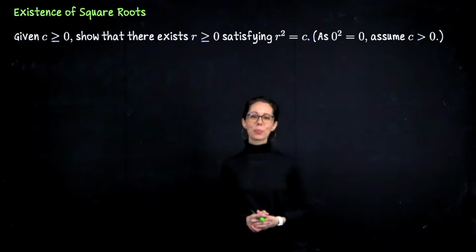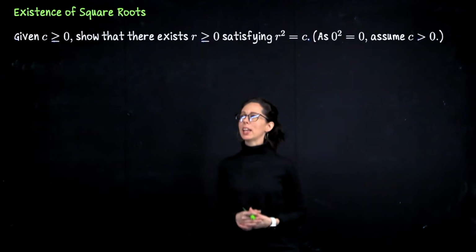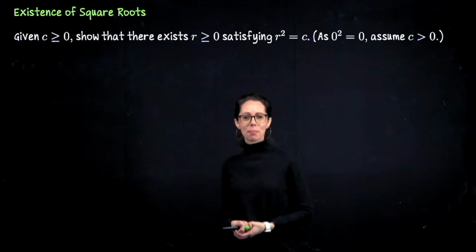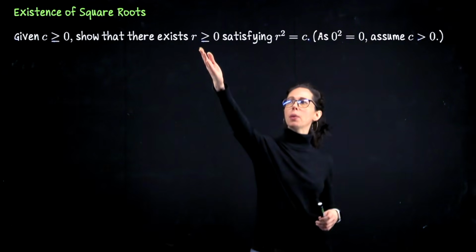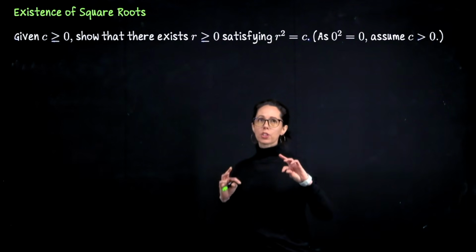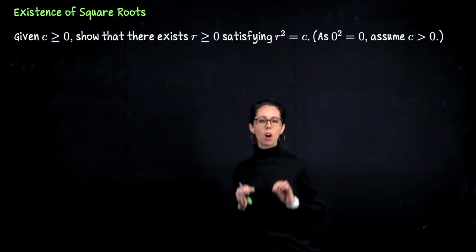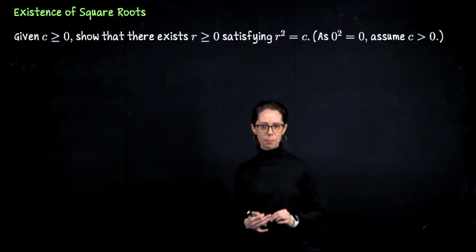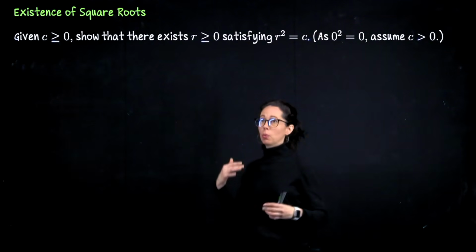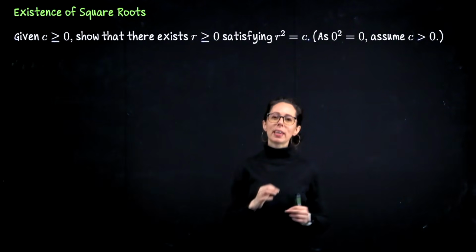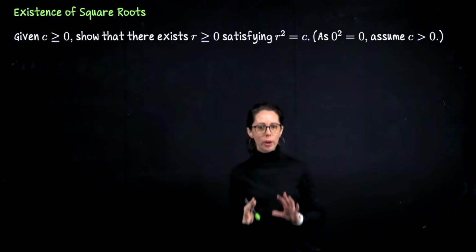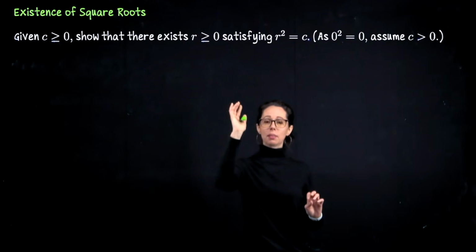So here's the result that we would like to show. Given any non-negative number c, there's another non-negative number out there, r, which, when squared, returns you back c. So that is the definition of saying that r is the square root of c. You may be thinking, well, negative r would also square to c, and yes, that's true, but the square root of c is a non-negative number.